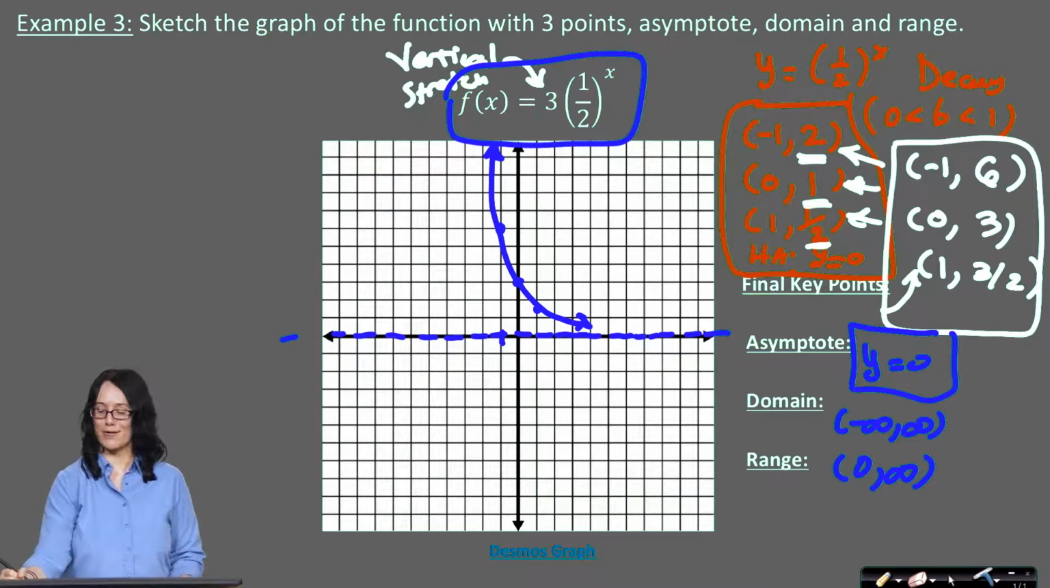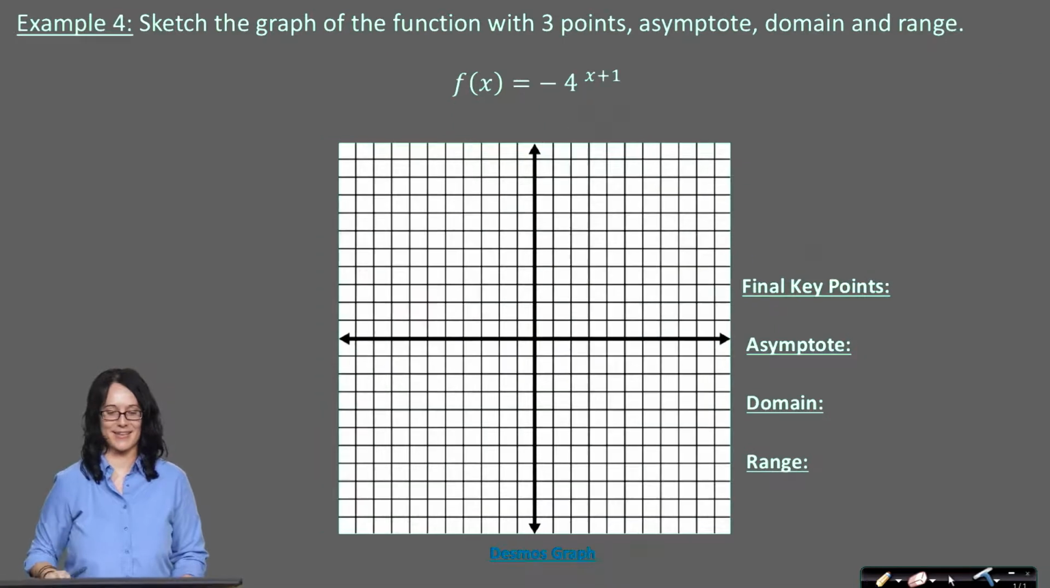I think there's one more for you to try. This one really you should try on your own if you haven't already to get some confidence. It says, can you sketch this function, f of x equals negative 4 to the x plus 1 power? Try it on your own. So if this were me, I would notice this is exponential growth because my base b is 4, which is bigger than 1. So I'm expecting the picture to be growing. The original key points for exponential growth or decay are negative 1, 1 over my base, 0, 1, and 1, my base. So negative 1, 1/4, 0, 1, and 1, 4.